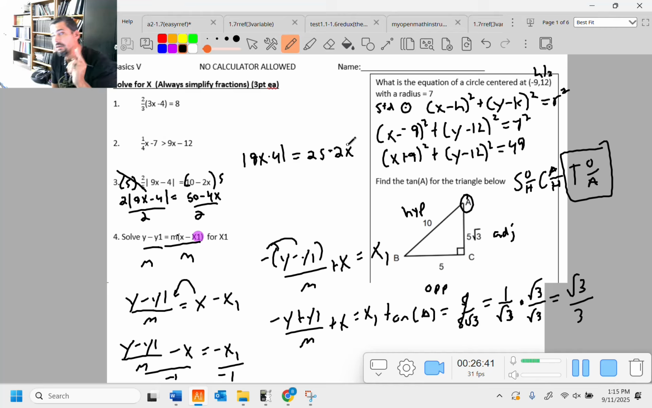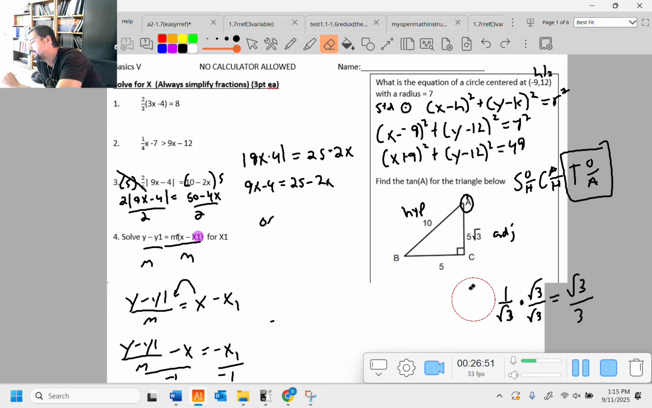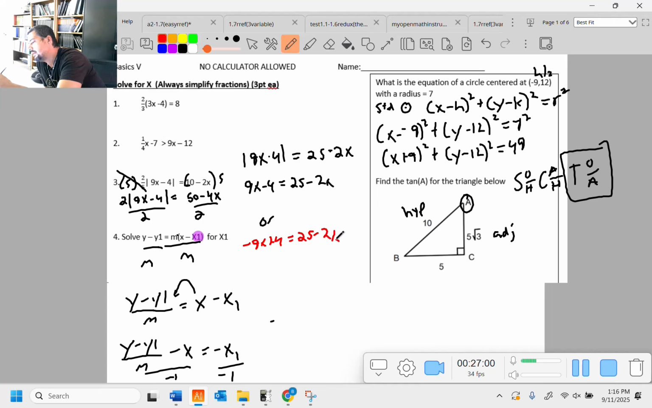And now I'm going to write two equations. 9x minus 4 is 25 minus 2x, or, and hear me out, I change the signs on the stuff inside. Negative 9x plus 4 is 25 minus twice x. Alright, let's shift our x's left here. That's 11x. Numbers right, that's 29, because 25 plus 4 is 29.